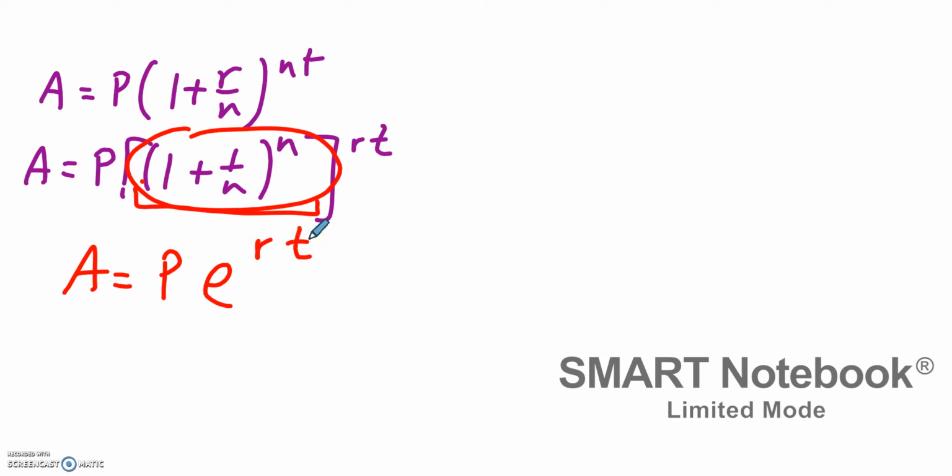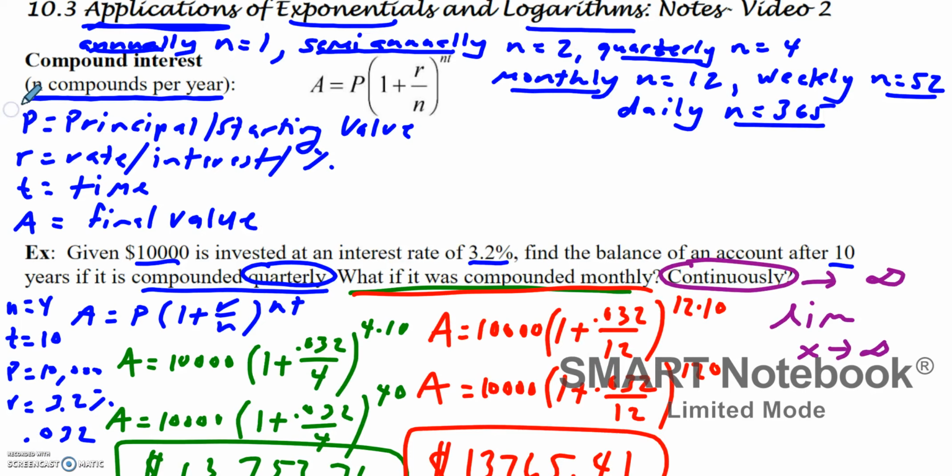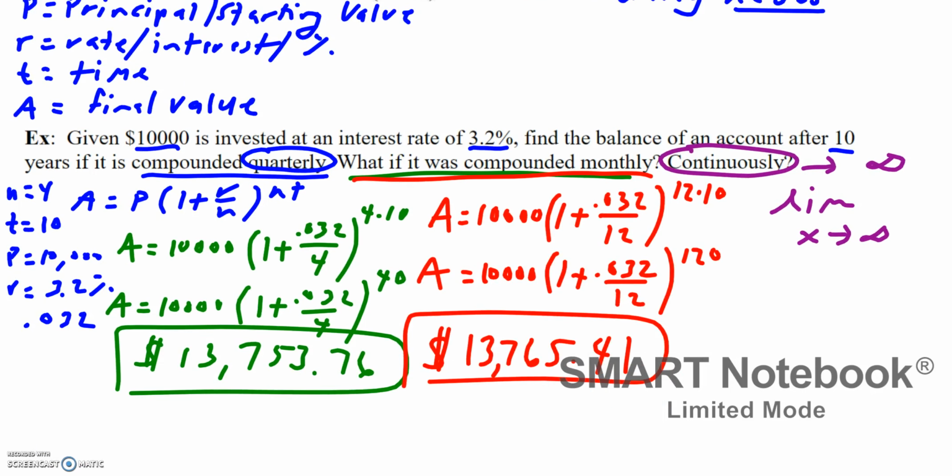If you've ever heard of the equation PERT before, this is where it comes from. It comes from the fact that this converges on the number e. And this comes again because we found the limit as x goes to infinity. So that means up here, if I erase what I wrote here, I can write down the equation A equals P e to the RT. So whenever you're compounding continuously, you can use this equation instead of this, because you're really taking the limit to infinity.